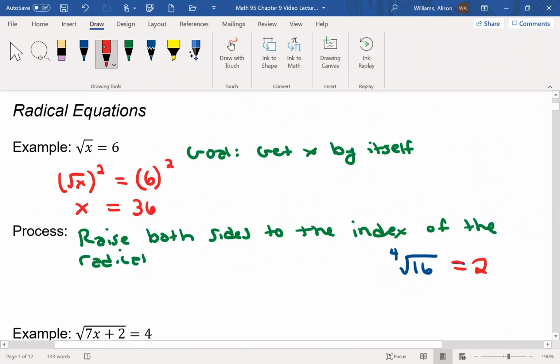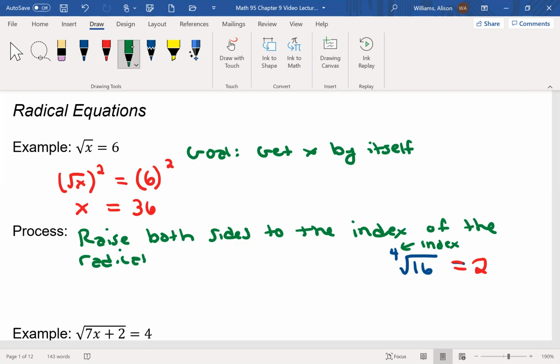So this number here is called the index. And when we don't see the index, that's assumed to be a 2. The index of 2 is so common that we just call it the square root. When we don't see the index, we assume it's an index of 2. But when we do see the index, we're going to raise both sides to the index of the radical.